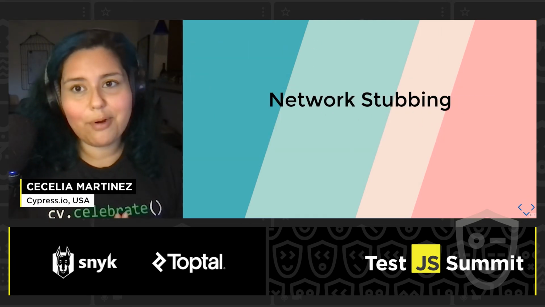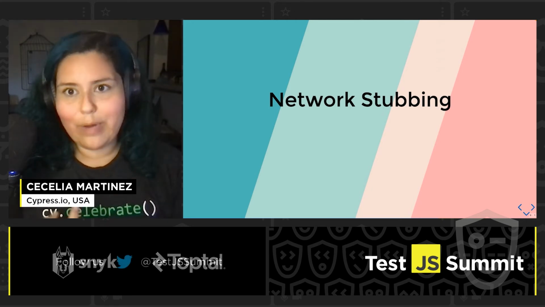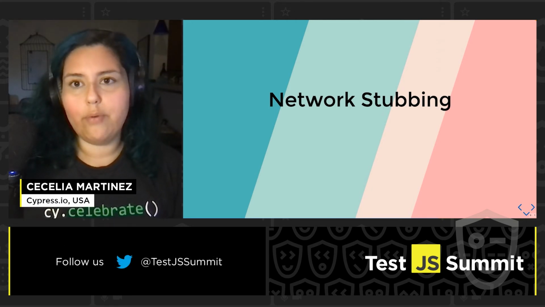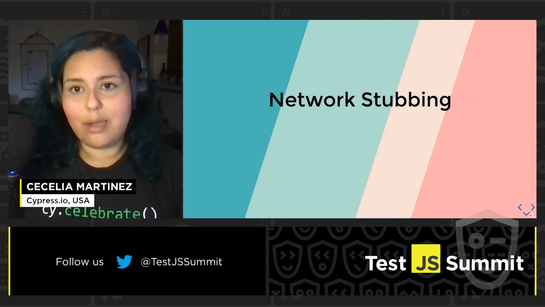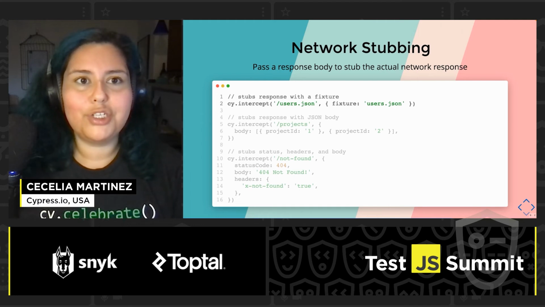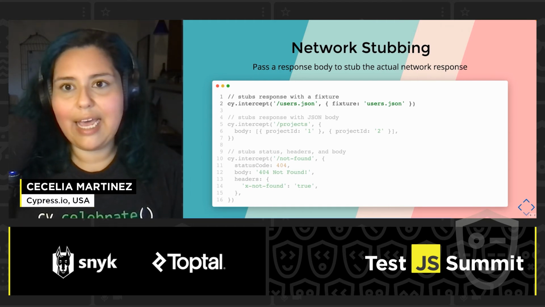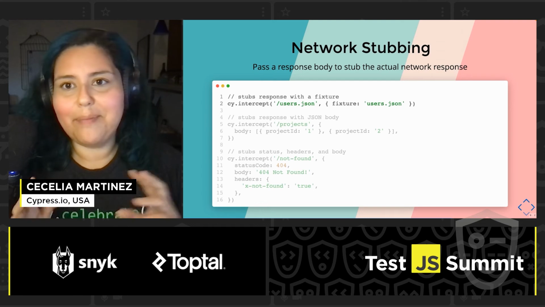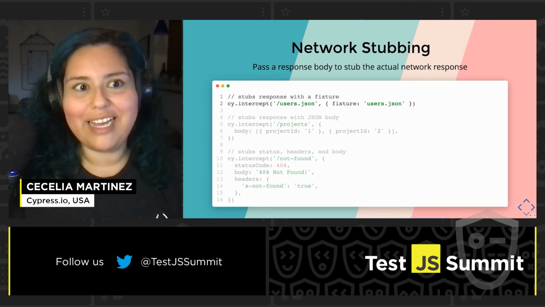All right, so that was network requests. Again, we talked about intercepting, aliasing, waiting, and then making assertions on requests going to and from your application. Now let's talk about network stubbing. Network stubbing allows you to essentially bypass the real response of your network and give it something else instead. It allows you to essentially trick the UI or the front end of your application.